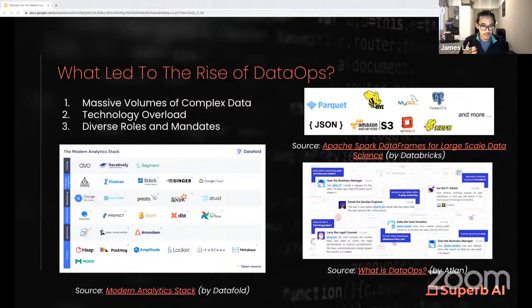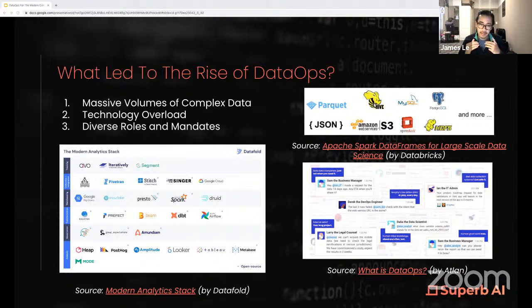The second reason is what I call technology overload. To answer a business question, the data needs to be in a format that you can understand and use for analysis. And you basically have to do a lot of things, ranging from data transformation to data cleaning to data security, data integrity, etc. For each of those tasks, you need specific tools to handle the different steps. There are so many tools that you have to think about, and you might be overwhelmed with what choice to make, right? And the final reason I could say is the diverse roles and mandates.